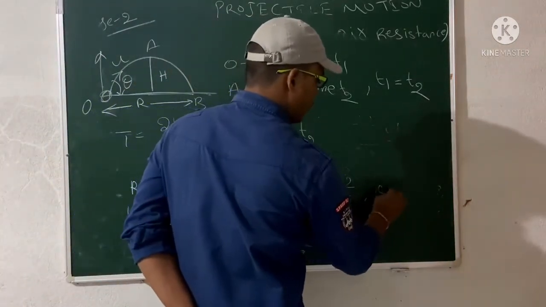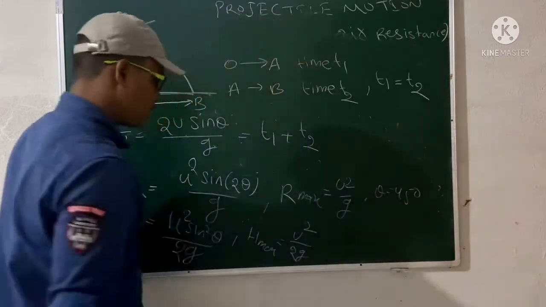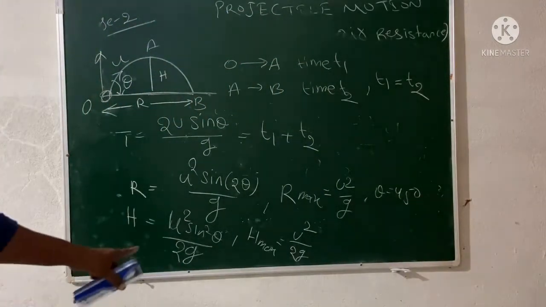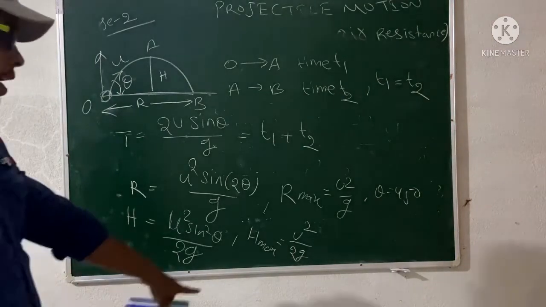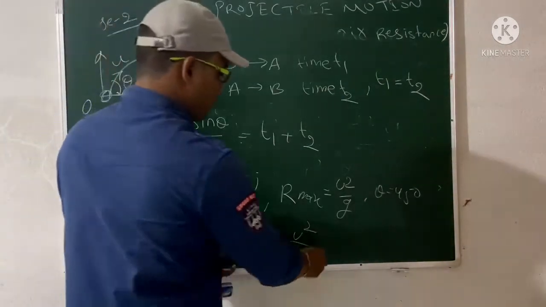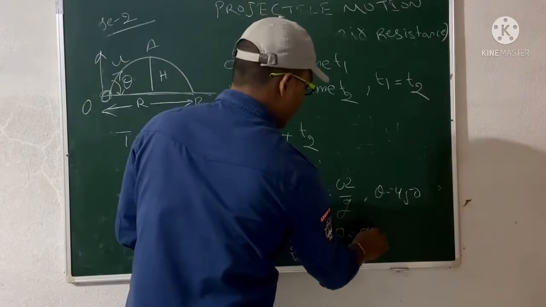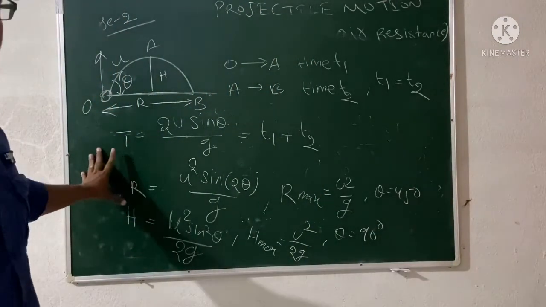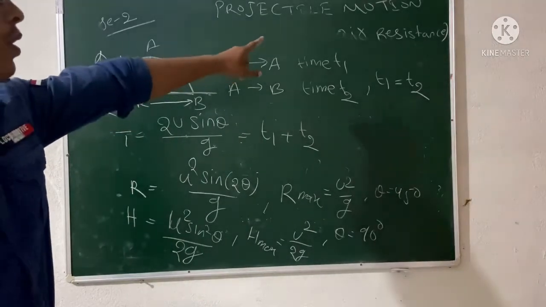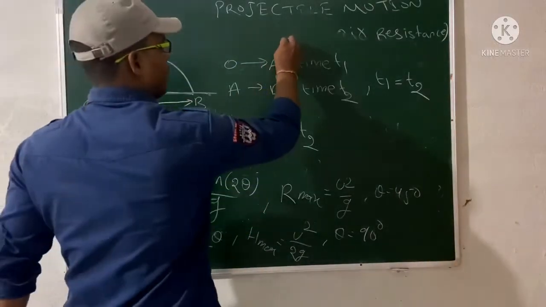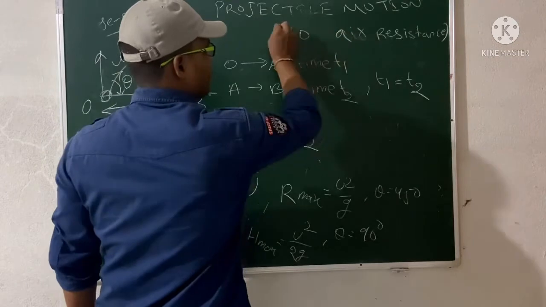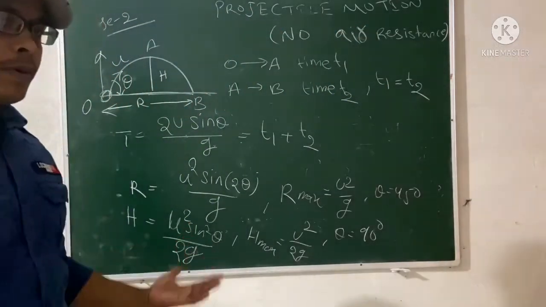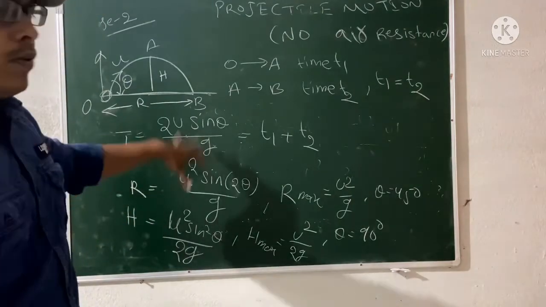So with theta equal to 45 degree, and your maximum height is u square sin square theta divided by 2g, and that h maximum equals u square by 2g. That happens when theta equals 90. So these are all three formulas for case 1 of projectile motion when there is no air resistance. We have discussed it previously. If you don't know, then go to the previous class and see what we have studied.